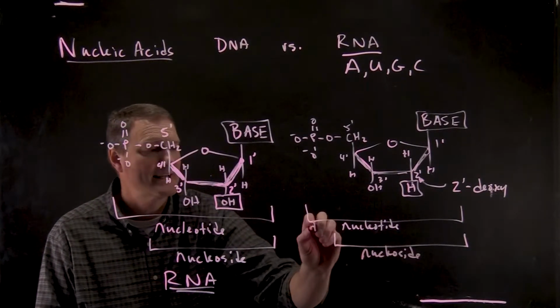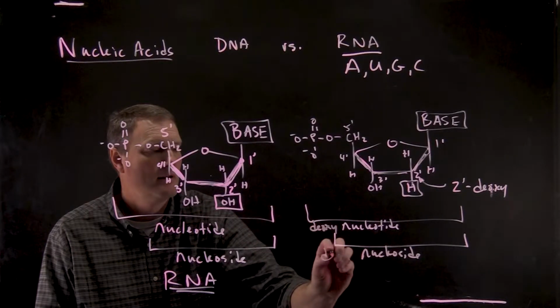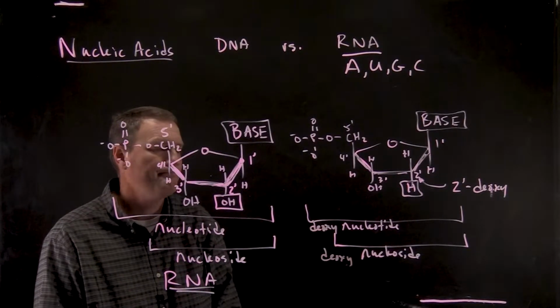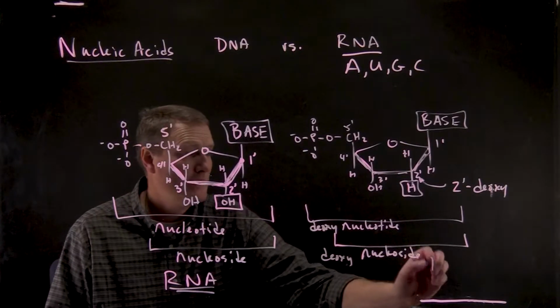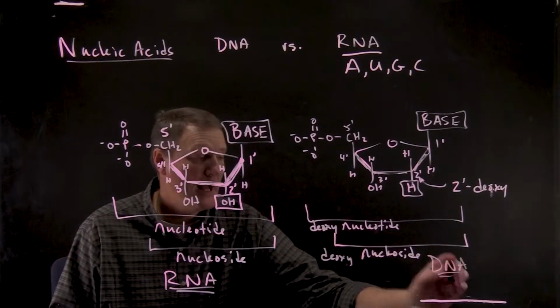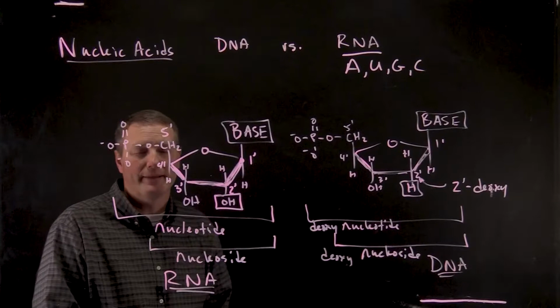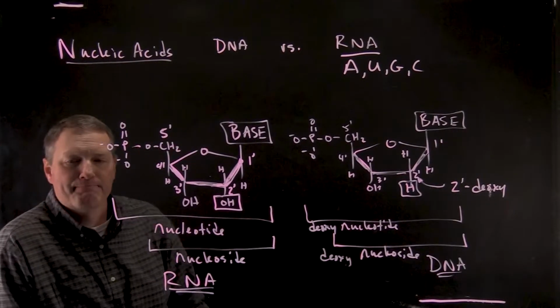And both of these would have deoxy in front of them. All right, so this would be the structure of the DNA building blocks, the monomers that ultimately will get linked together to make DNA.